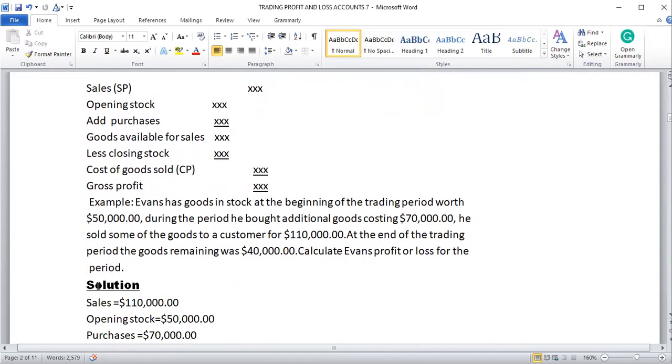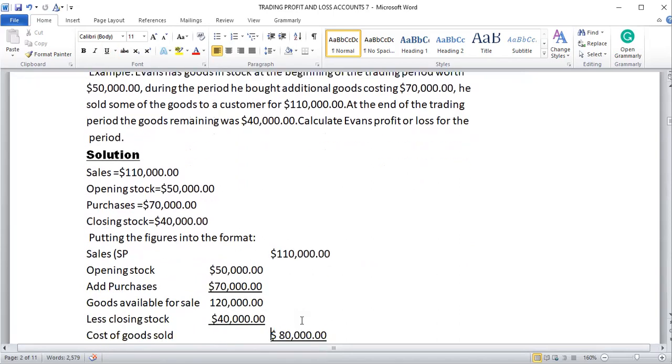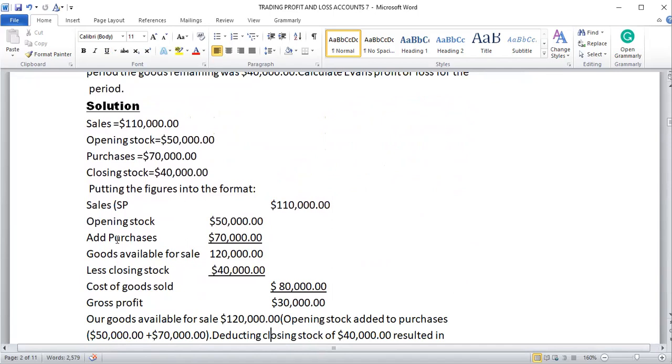So the solution: the sales is $110,000, which is this. The opening stock is $50,000, which is this. The purchase is $70,000, which is this. And the closing stock is $40,000, which is this. So let us put it into our formula. The sales, where the selling price is $110,000. Our opening stock is $50,000, which is this. Our purchase is $70,000, which is this.